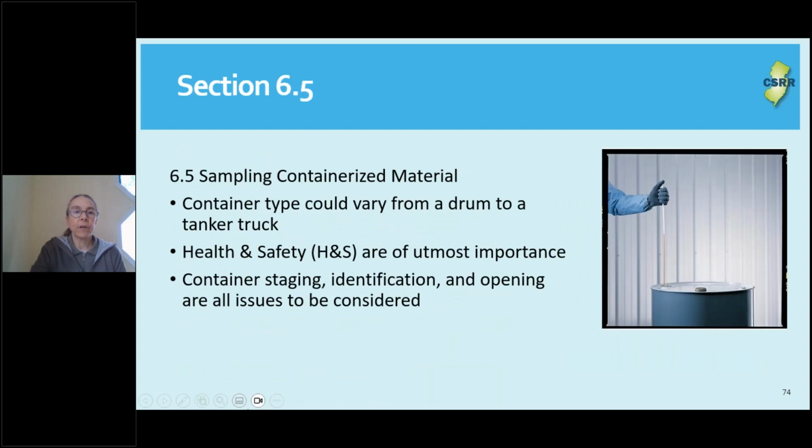Section 6.5 covers the sampling of containerized material. Containers can vary in type from a drum to a tanker truck. So in that, health and safety is of utmost importance. Things you should consider when sampling containers are the container staging, identification, opening, and next slide.